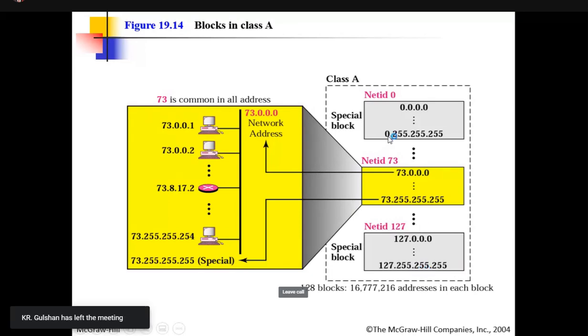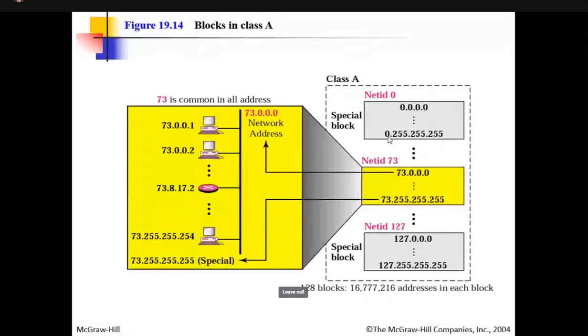For class A, we know the first byte will be used for the network address, the network identification. The remaining 3 bytes will be used for the host ID. So here we are giving an example of class A. Suppose the net ID is 0, the address range will be 0.0.0.0 and the host addresses will go up to 0.255.255.255.